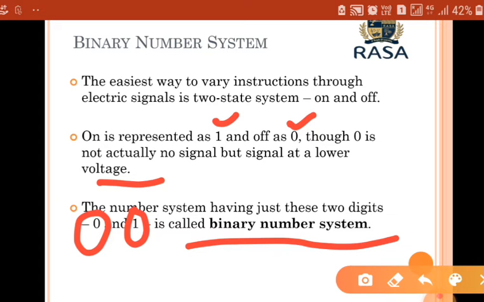As you know, we are passing the signals in the form of electric signals. So computer only understands the electric signals. One means it is on, the bit is on, and 0 means the voltage is very low or it is off.